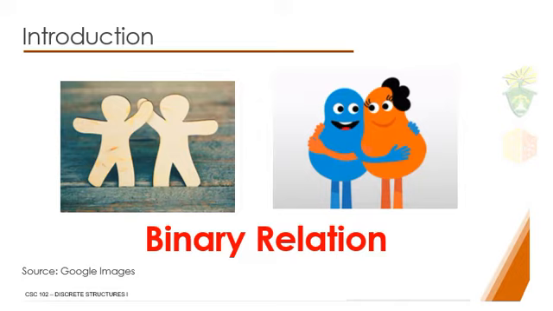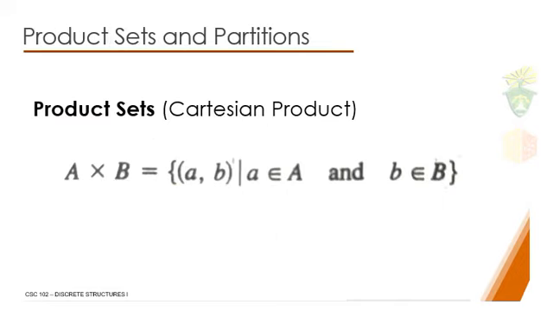So, let's start with the first topic, the product sets and partitions. Product sets, or the Cartesian product, is the set of all ordered pairs (a, b) with a as an element of the set A and b as an element of the set B. Dali ra, right? Kaya review na lang siya. Now let's proceed to partition set.